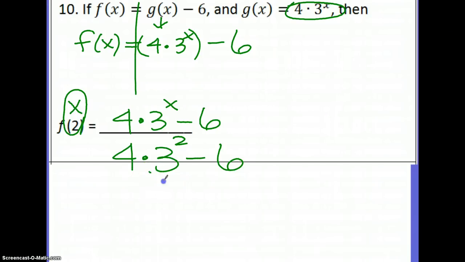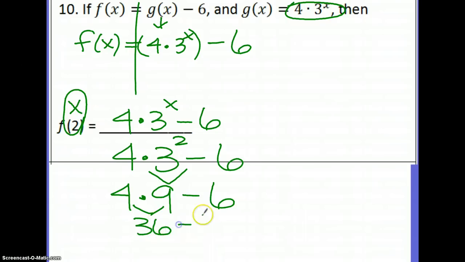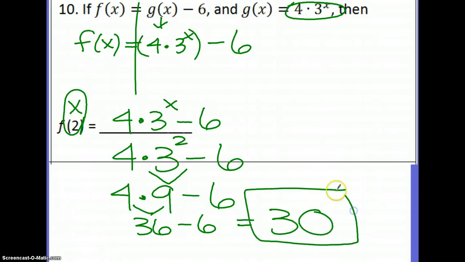Order of operations says we're going to do exponents first. 3 times 3 is 9. 9 times 4 is 36. 36 minus 6 is 30. So our final answer for number 10 is 30.